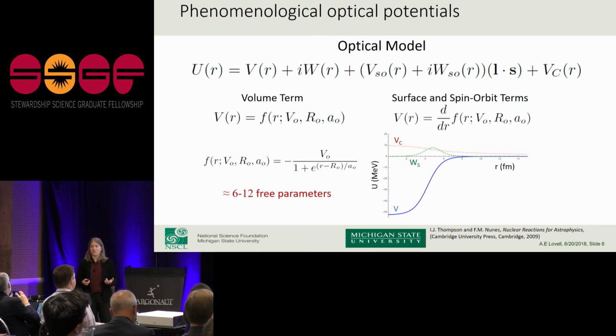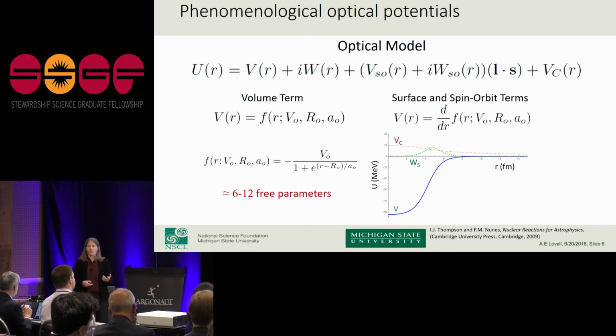These interactions are described in terms of a phenomenological optical potential, which has both real and imaginary parts. The imaginary part takes into account the loss of flux to channels that aren't explicitly described in your model. We have volume, surface, and spin-orbit terms, and also Coulomb terms when we have two charged bodies, which are described as either a Woods-Saxon or a derivative of a Woods-Saxon, the sort of shapes that you see here, where you have a deep volume term, a peak surface term, and then a long-range Coulomb.